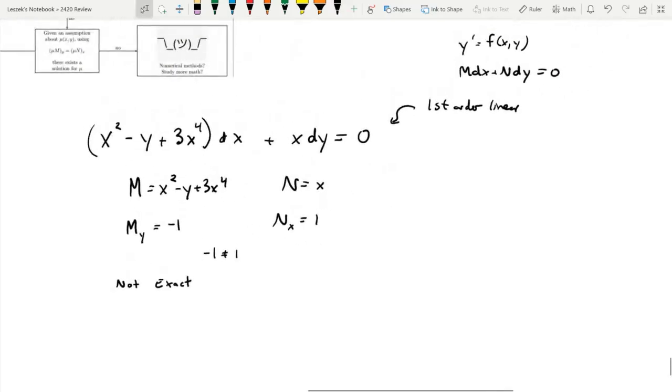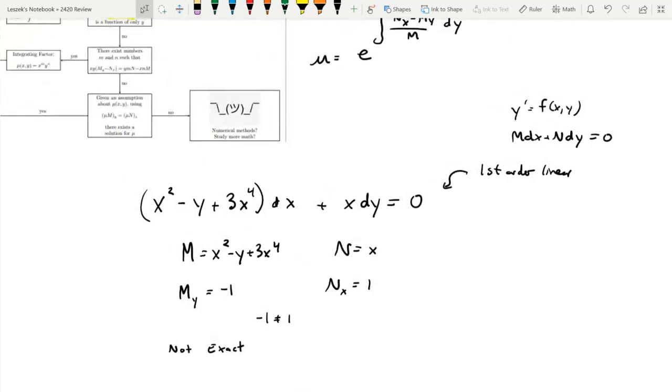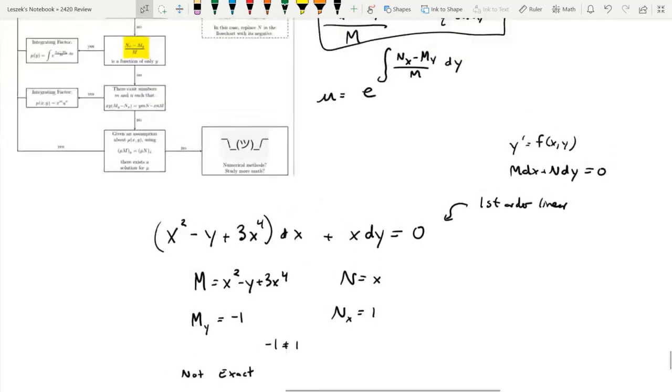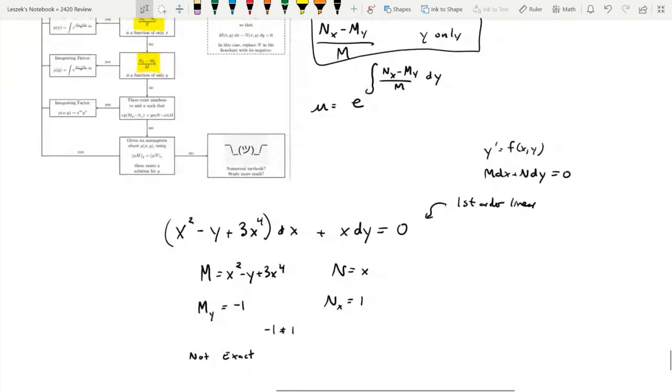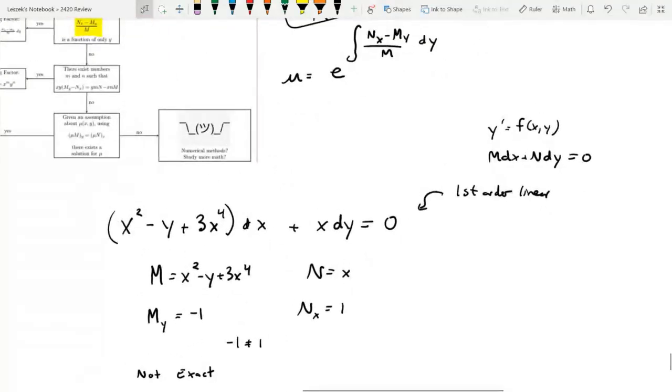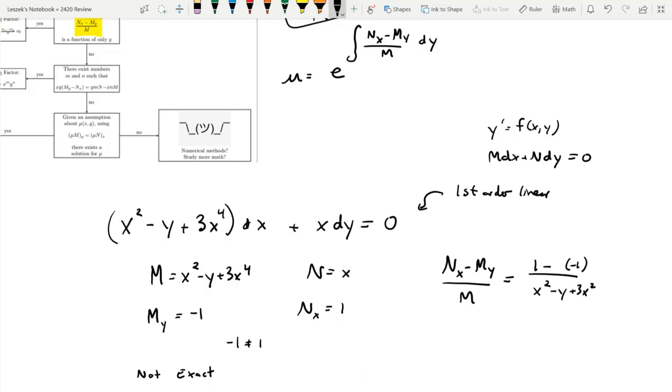So now we're just going to go through the tests. We're going to check if we have a special case for our integrating factor. So I'm going to try N_x minus M_y divided by M. I mean, I'm being stupid, but 1 minus negative 1 divided by M. Is this a function of just x? Or I'm sorry, of just y? No, there's no way. So this is not a function of just y.